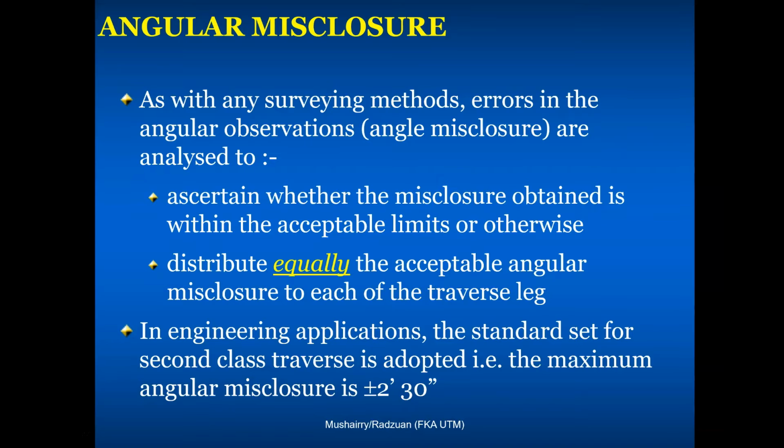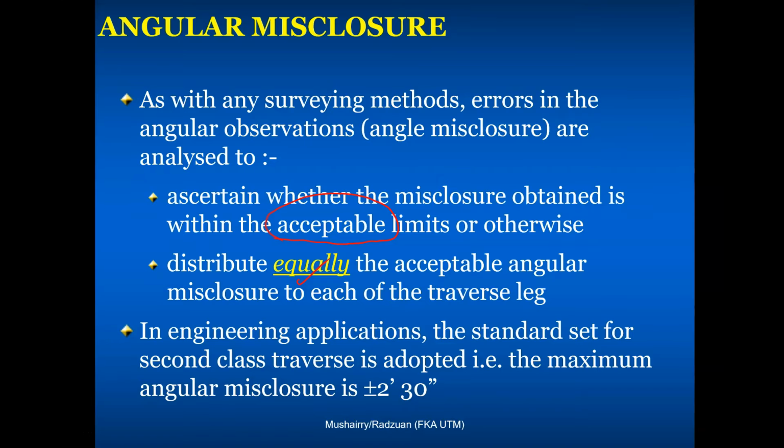The first thing you have to do, when you have any errors or misclosure, is find out whether they're acceptable. If they're within limits, then you can proceed with your calculation. If they're not, you very likely have to re-observe the angles. We're going to distribute the errors equally to each of the angles in the traverse.